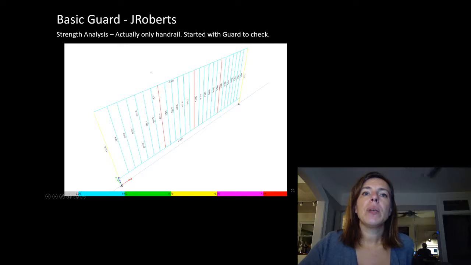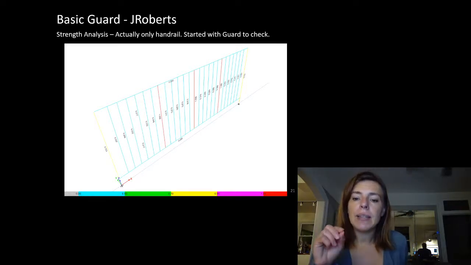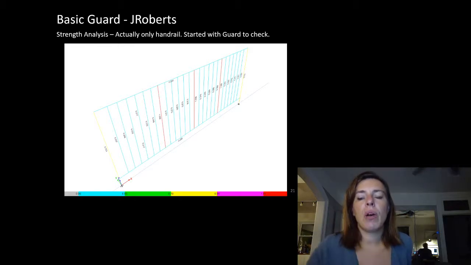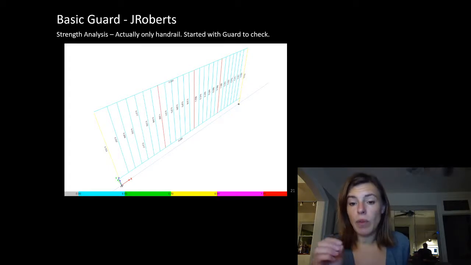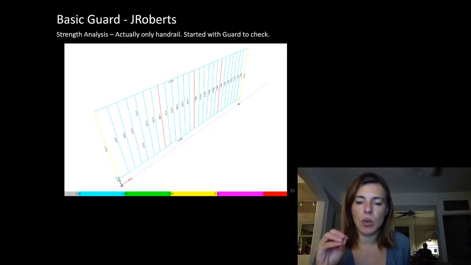But you can see here I have 3 elements that indicate a failure, and this is where understanding how you modeled it is really important. I went in and checked what load case that was and saw that it was one of the ones that actually isn't applicable for what this thing is doing. Remember, I modeled this as a guard, even though it doesn't really meet the criteria of a guard.